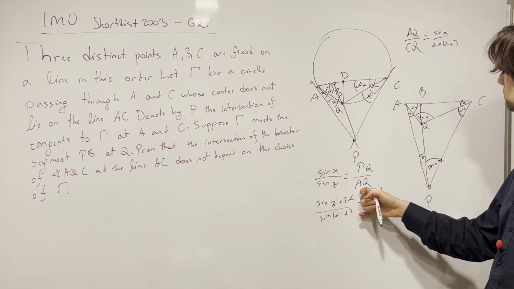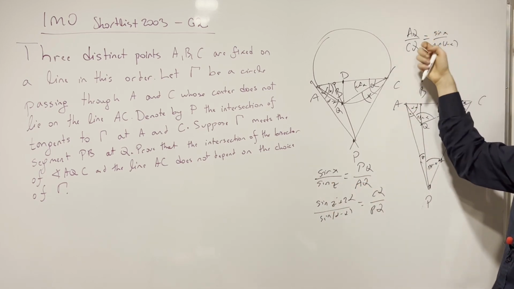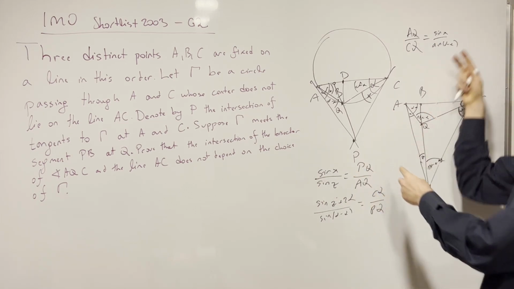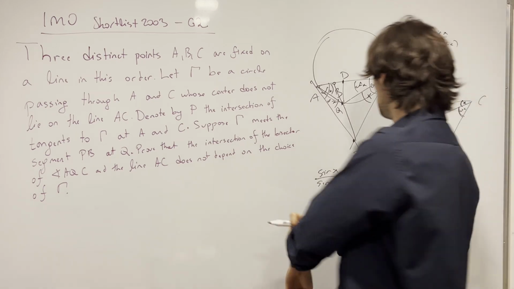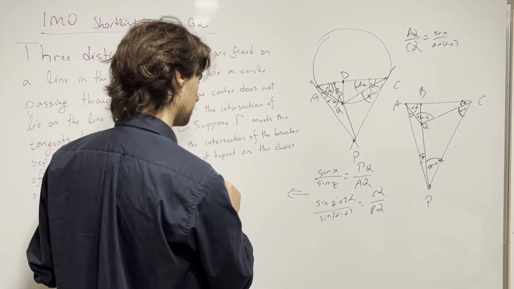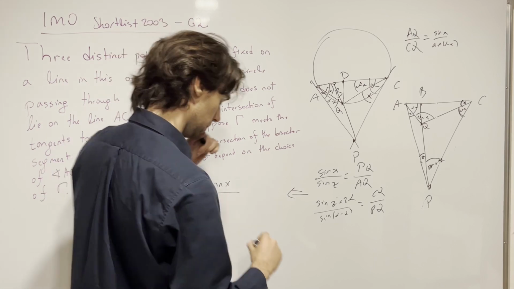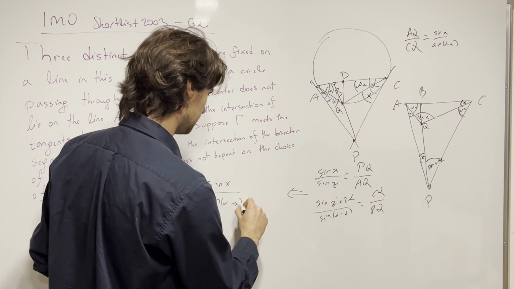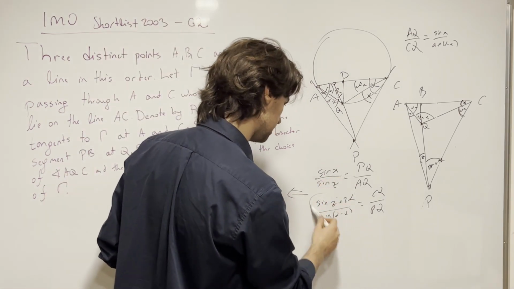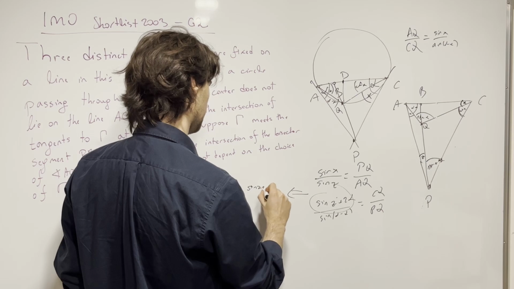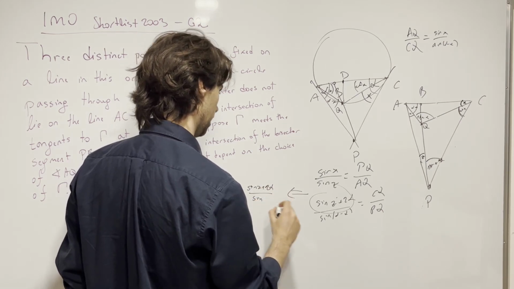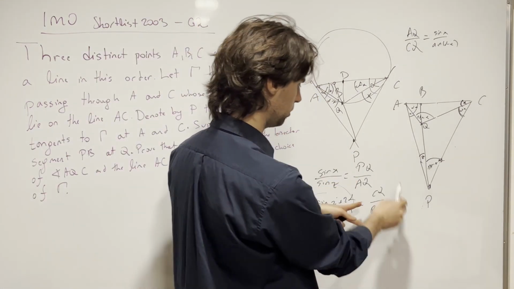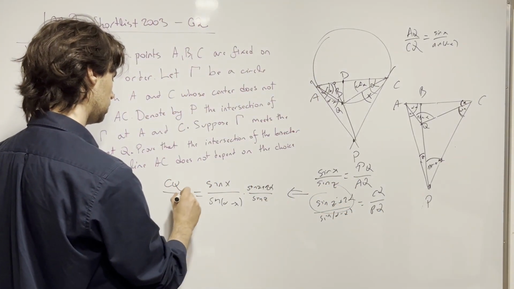Now mind you, when I multiply these through, I'll get not this, but really the opposite. I'm not getting AQ over CQ, but rather CQ over AQ. So that's going to be a bit interesting. So now I have that sine of x over sine of alpha minus x times the sine of z plus 2 alpha over sine of z is equal to, when I multiply these through and the PQs cancel out, CQ over AQ.